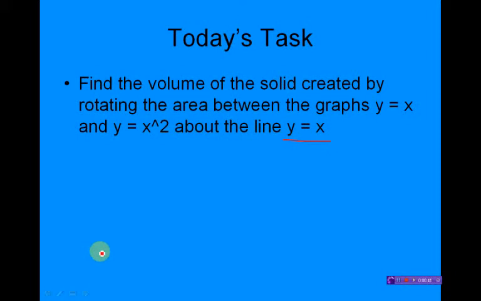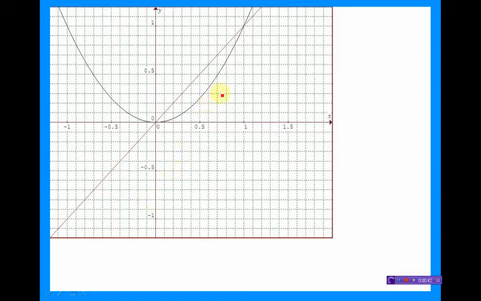So if we go to the next page, take a look here. I still have the same graph, the graph of y equals x squared and the graph of y equals x. But in this case, we're going to rotate it about the line y equals x. Now this makes things a little bit trickier. So usually the axis that we rotate about, we're going to want to find the radius between that axis and the line that we're rotating about that axis.